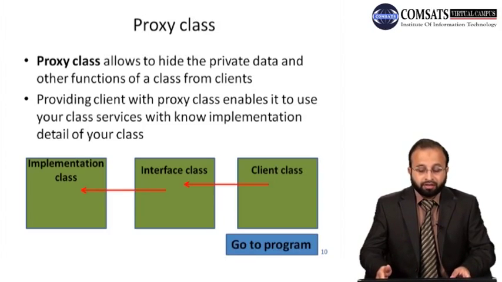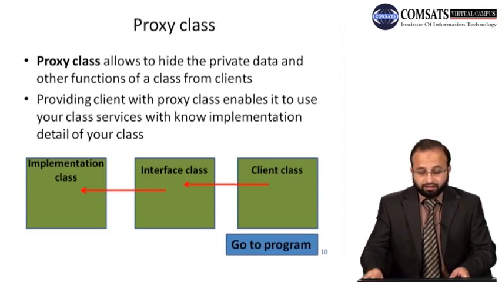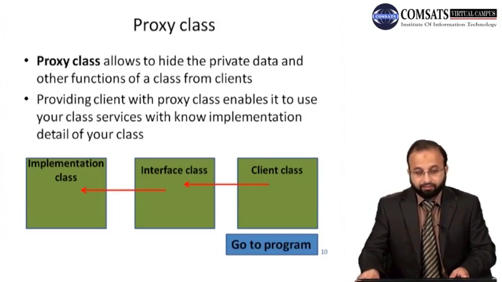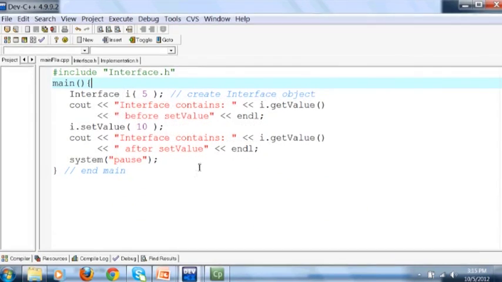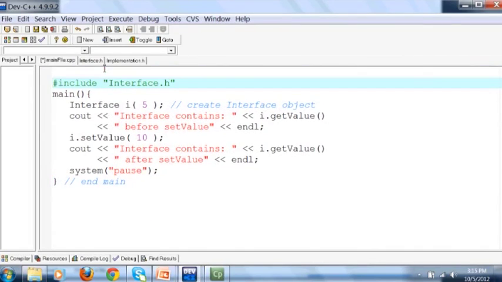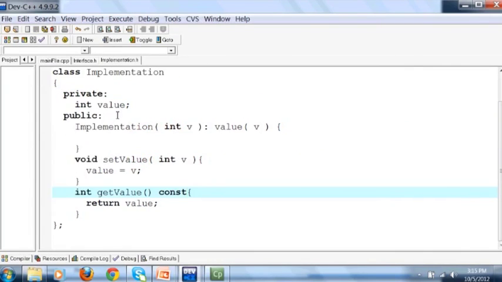So in that program there are actually three classes: implementation, interface, and client class. The client class is actually the main.cpp, right? Let's go to the program. So this is the program. Let me show you the details of the implementation class first. So this is the implementation class.